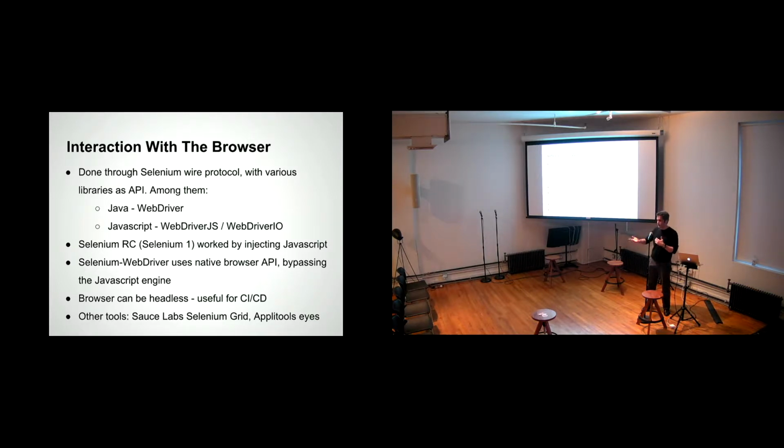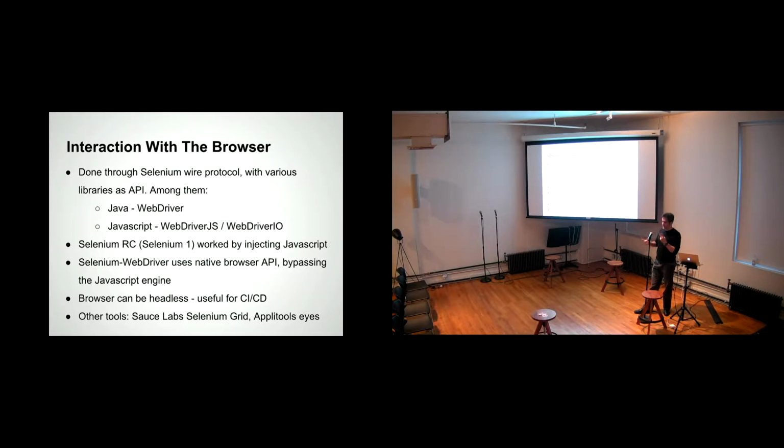Selenium has a wire protocol. It's well documented. And there are well-known APIs. The most famous ones are the Java and the JavaScript API. The Java one is called WebDriver. In JavaScript, you have WebDriver.js, or the most recent one, WebDriver.io. In the past, it used to be called Selenium RC, which was Selenium 1. What it used to do was inject JavaScript into the browser. Then the Selenium guys decided that's not a good approach. We'll talk about later why.